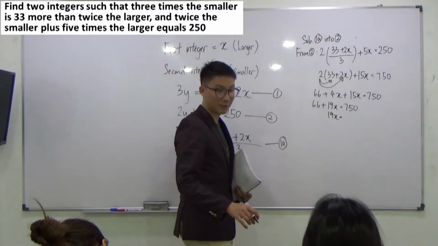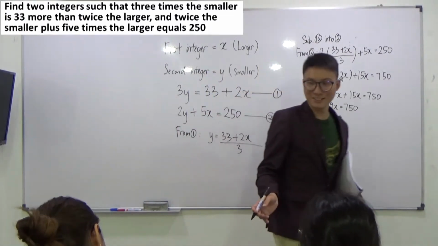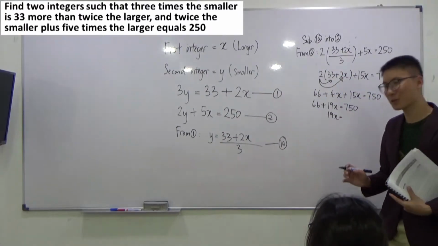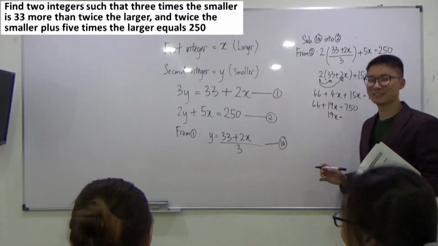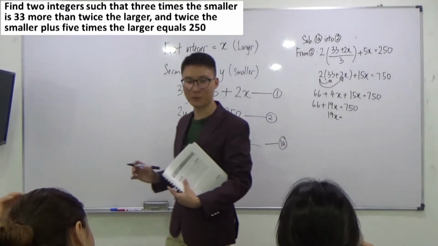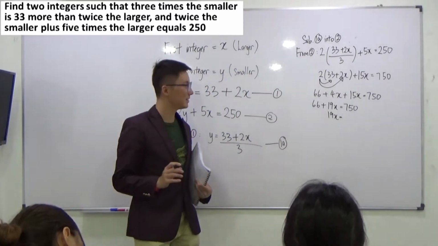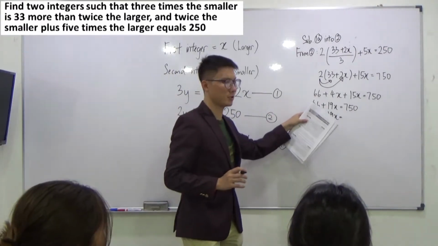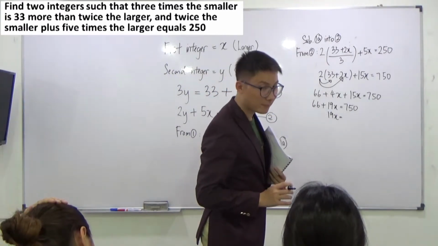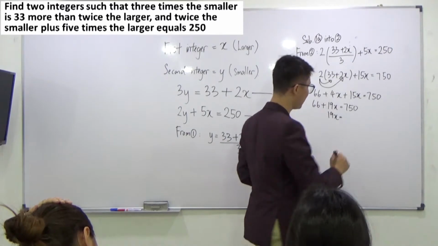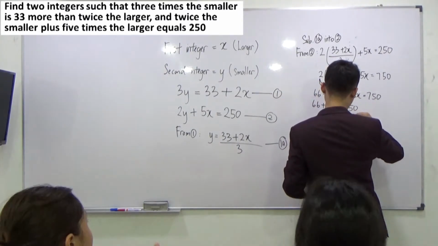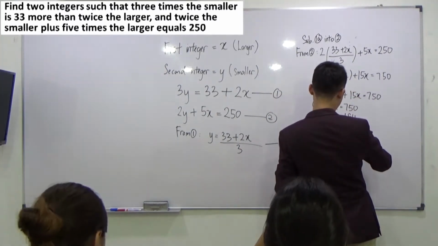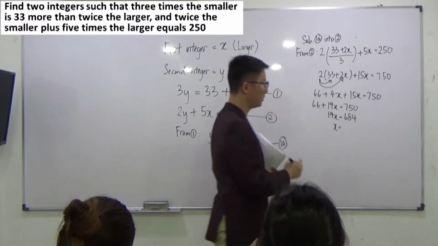Just press your calculator. Don't you bring your calculator? Oh, okay. Every time make sure you bring your calculator. Just one of you bring it. Okay, don't use your brain to do this calculation. Always use the calculator. 684. So x is, you have to do the division.